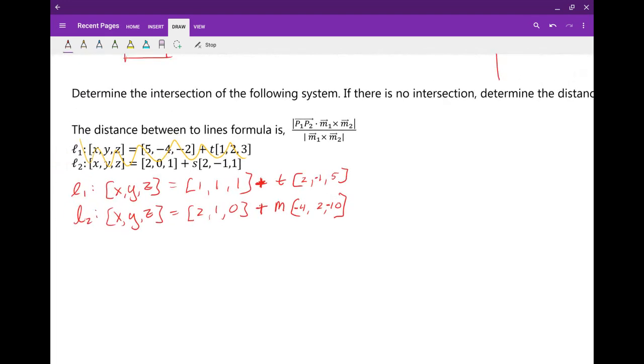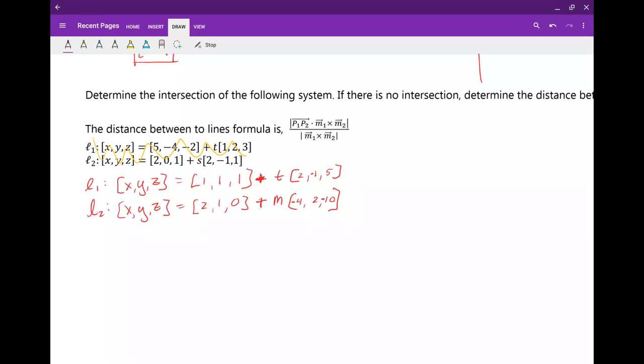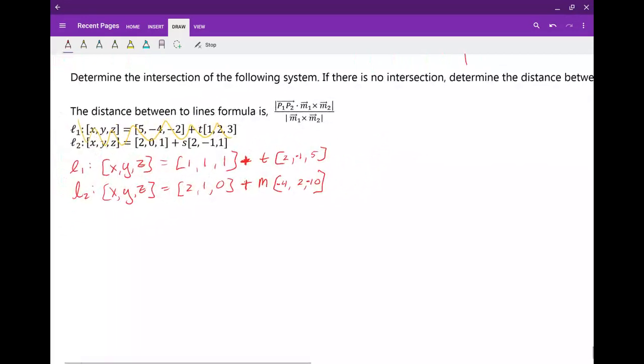So now, the question is, determine the intersection of the following system. If there's no intersection, determine the distance between the lines. First I check for parallel. Is 2 over negative 4 equal to negative 1 over 2? Sure it is, actually. Is it also equal to 5 over negative 10? It is. And so line 1 is parallel to line 2 for the time being. Now, the question is, are they the same exact line or not?